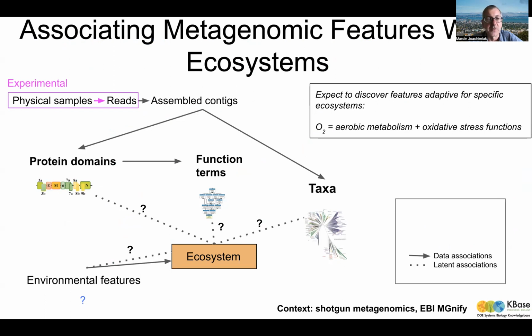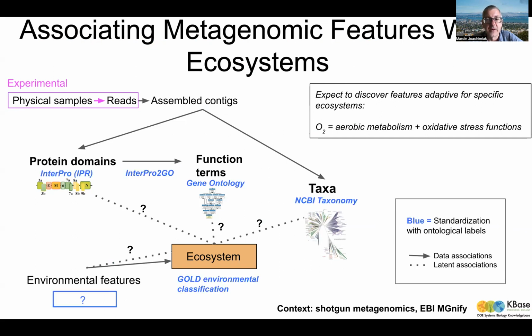So in the top left, we start with experiments. Samples are physically generated from the field or from host anatomical sites, and these are processed into reads using sequencers. Next, a series of computational steps follow. The reads are assembled into contigs. The contigs are annotated with protein domains, functions, and taxa, in this case, presence of 16S on contigs.